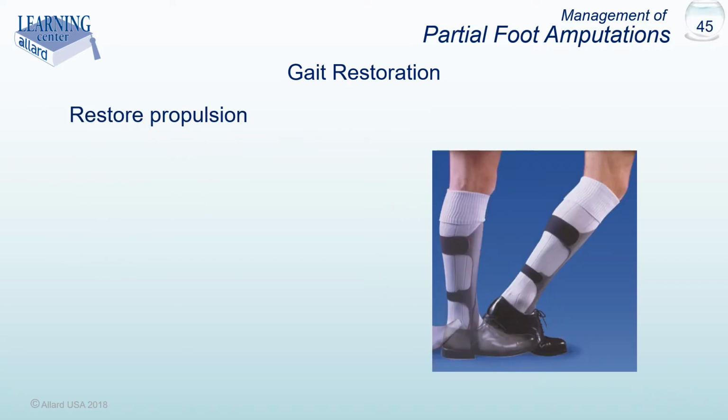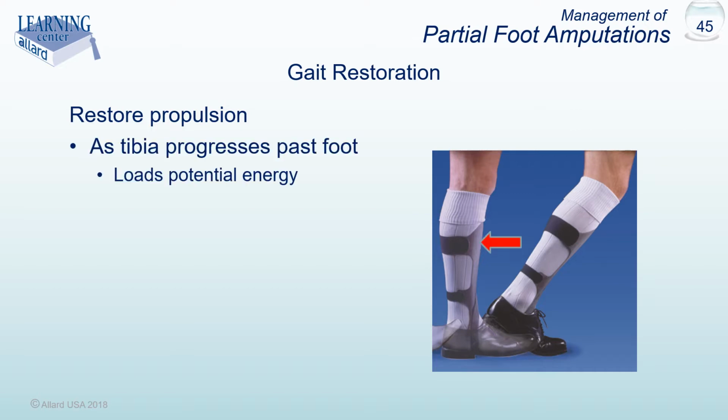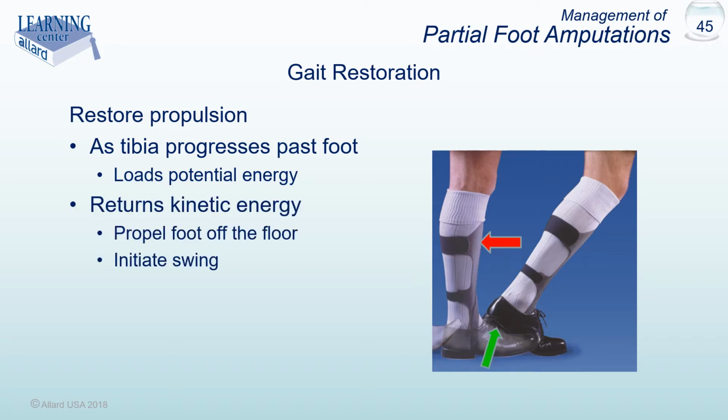The TOA family of products are laid up in a unique combination of fiberglass, carbon fiber, and Kevlar. In addition to picking up the foot during swing, they also help restore the function of the calf group by loading potential energy in the second and third rockers, and then reflecting or returning that energy in the fourth rocker to help restore propulsion.